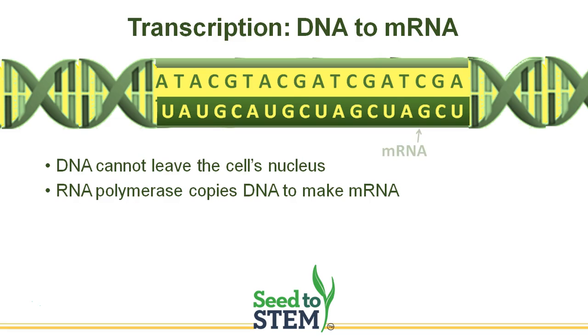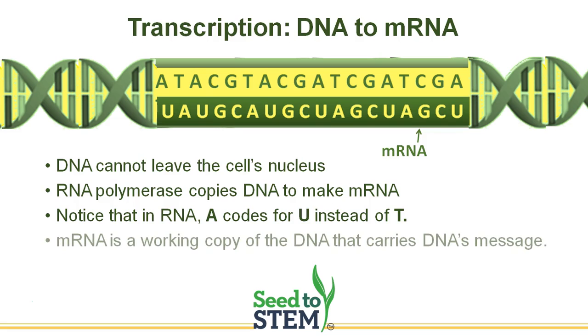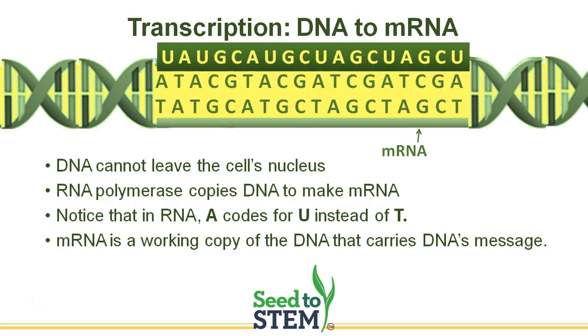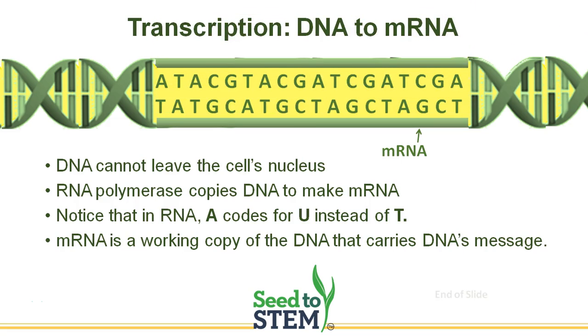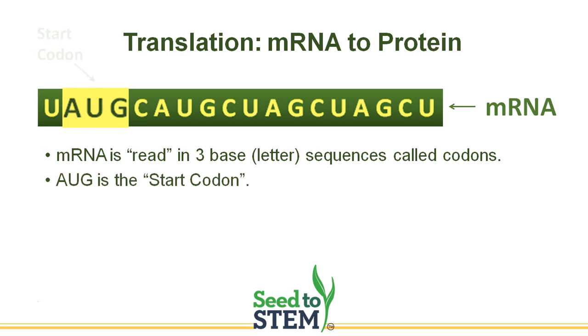Notice that the mRNA strand is very similar to the original DNA strand, except U's have replaced the T's. Messenger RNA is a working copy of DNA that carries the message, but it is not important if it gets lost, as the DNA is still in the cell and more messenger RNA can be produced. Messenger RNA is read 3 letters at a time. These are called codons. AUG is the universal start codon.